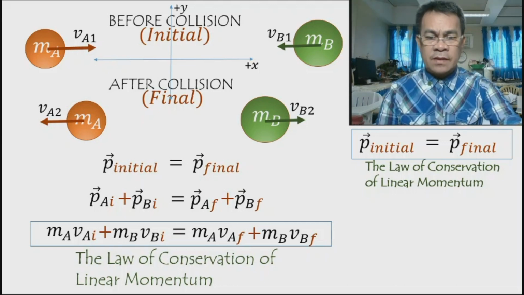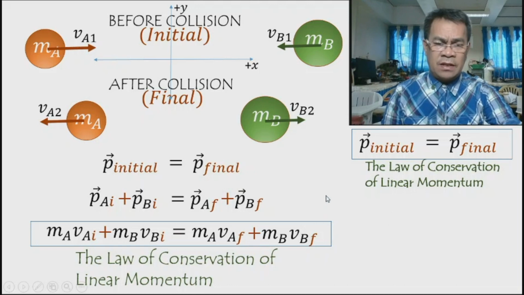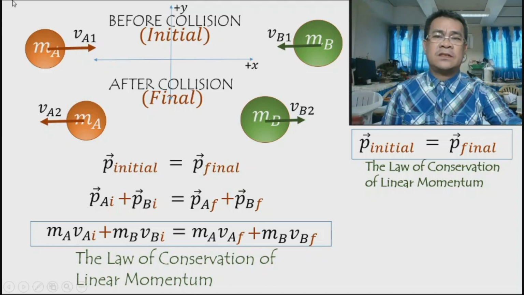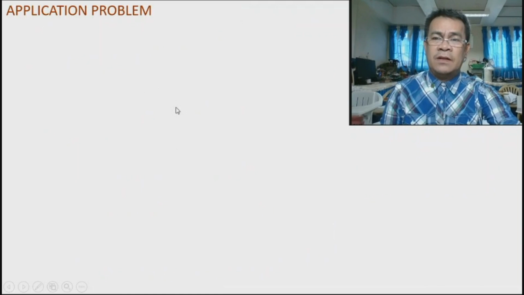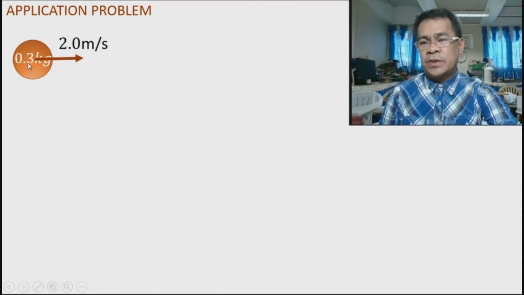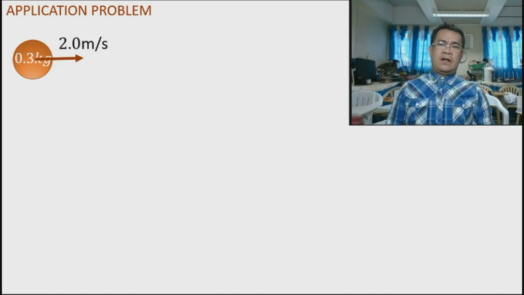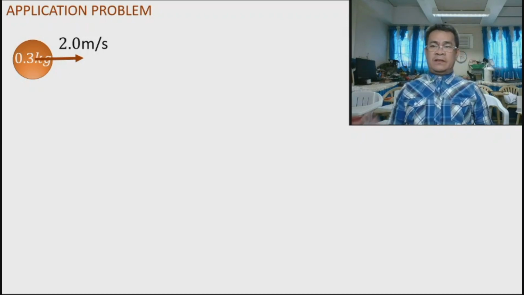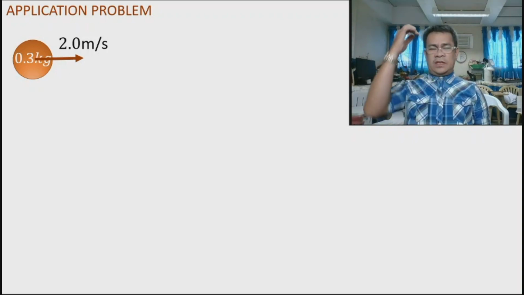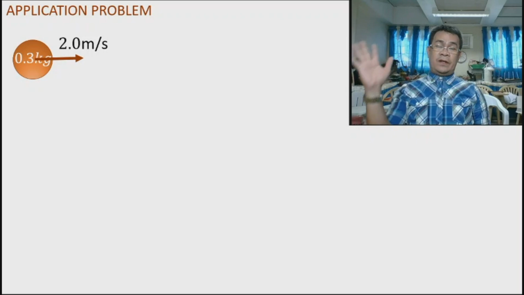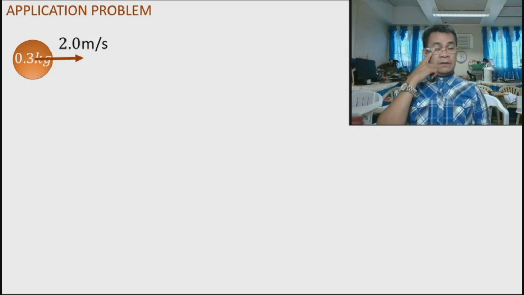Okay, so let's apply this formula to everyday life. One example is two cars that collide with each other. Now, suppose I have an object, let us say this is 0.3, moving to the right with 2 meters per second, assuming that there is no other outside force that affects the motion. Imagine this is a vacuum, or suppose that the object is lying on a horizontal surface that is very, very smooth.